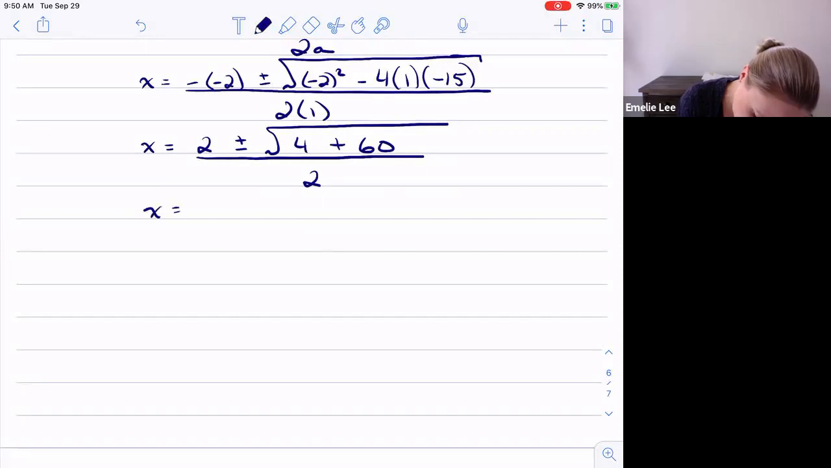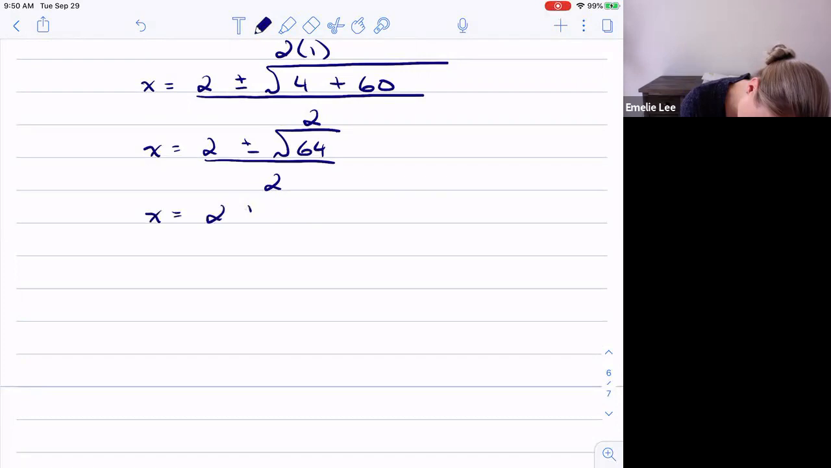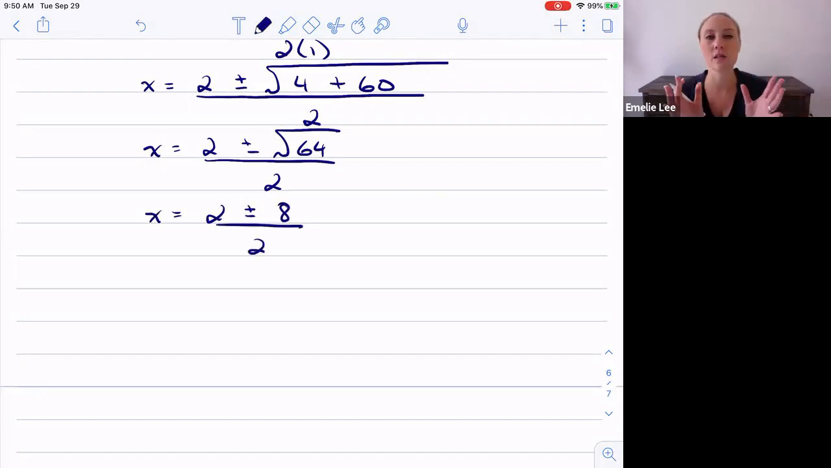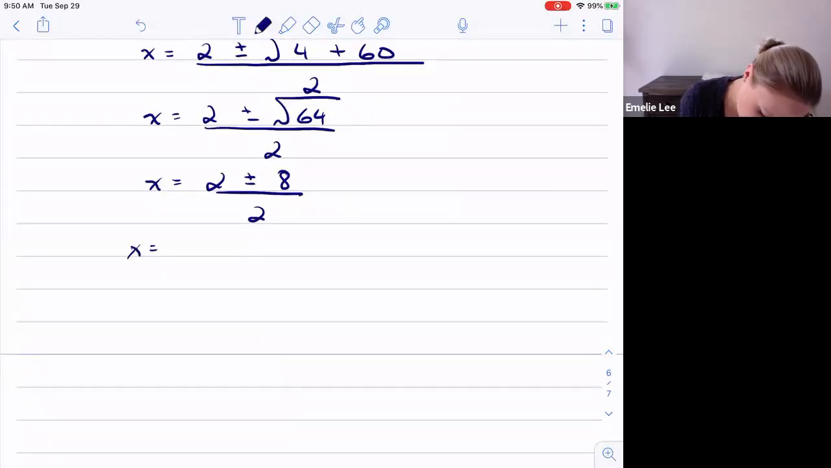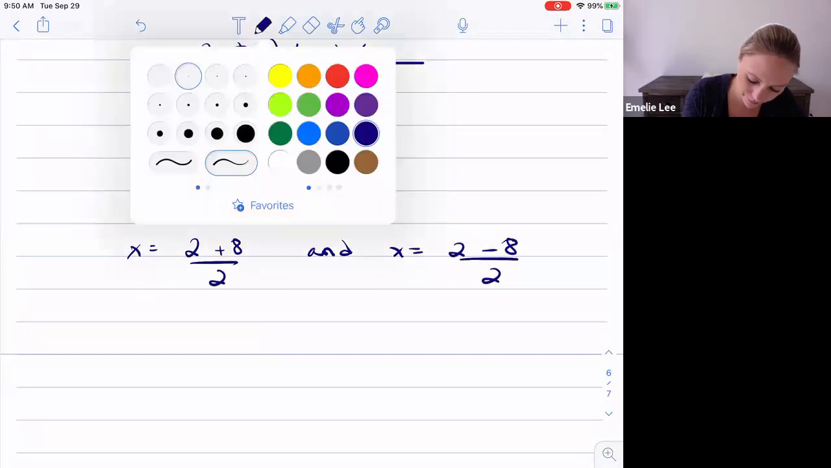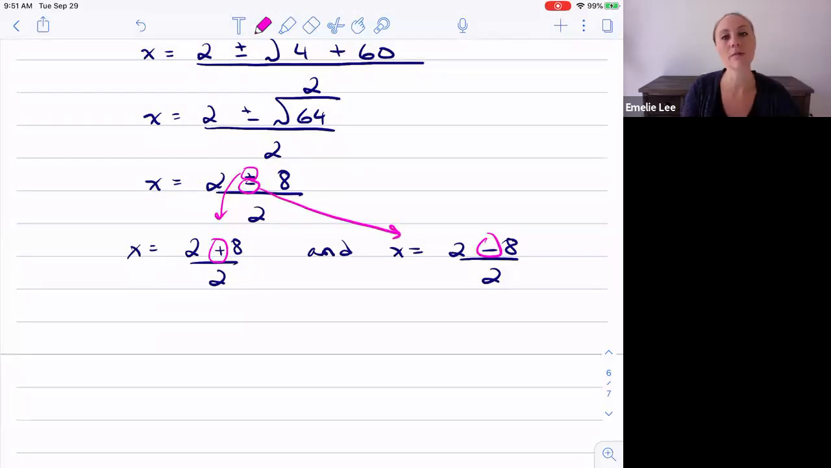So if x is 2 plus minus the square root of 64 over 2, if you do the square root of 64 on your calculator, you end up at 8. So we have x is 2 plus minus 8 divided by 2. Notice that it's all divided by 2, right? So you don't want to do something silly like canceling this 2 with this 2, because the 8 is also being divided by 2. So x must be 2 plus 8 divided by 2, and x must be 2 minus 8 divided by 2. Right, so we have to get two solutions.